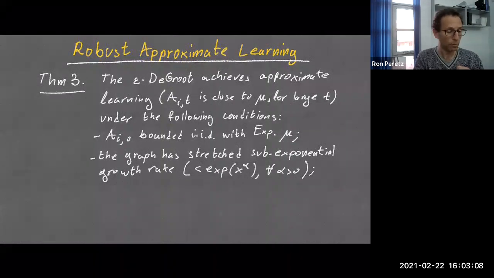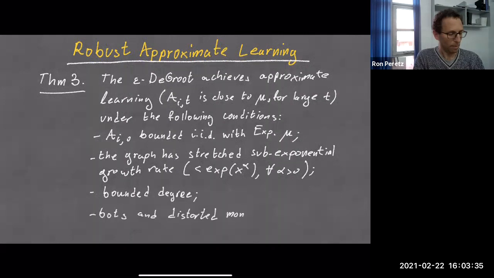For example, graphs with polynomial growth rate, such as Z^d, these graphs have stretched sub-exponential growth rate. So it's not an empty set of graphs. We assume that the graph has bounded degree. And there may be bots and distorted monitoring as in theorem two, namely that the distortion is not greater than epsilon.